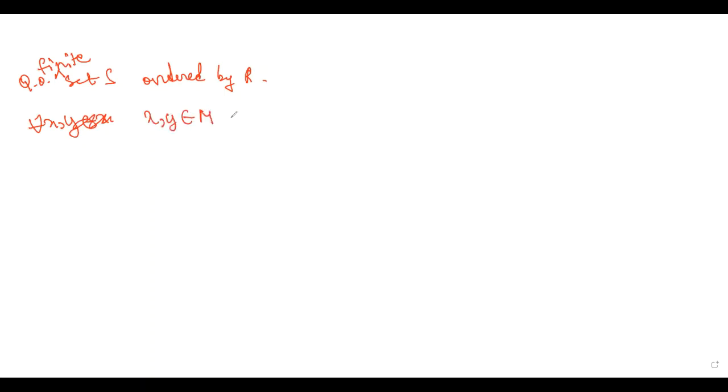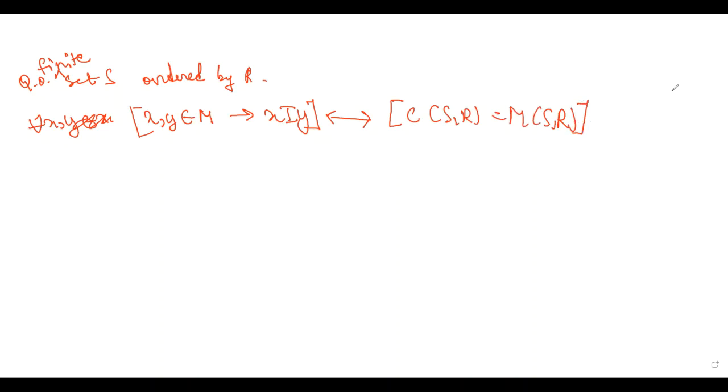The last lemma, which we will not prove because the proof is rather involved and not very illuminating, is that for a finite quasi-ordered set S ordered by R, for all x, y belonging to M, if xIy, and this condition is true, then it is equivalent to say that C(S, R) is equal to M. The proof is quite simple, but it is rather lengthy and not the sort of proof which is going to be useful for us going forward. So you may check it out from the book, page number 58.